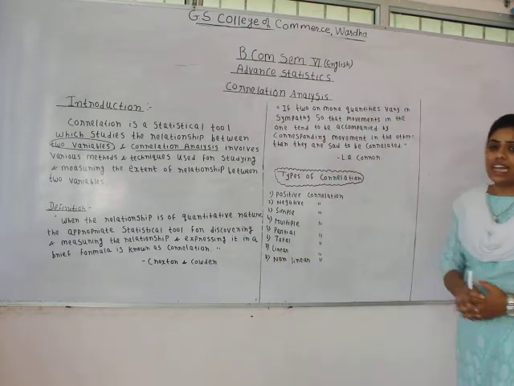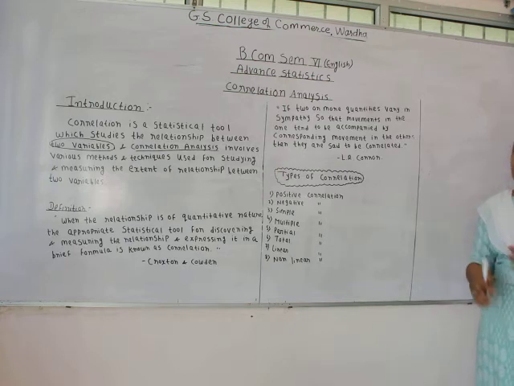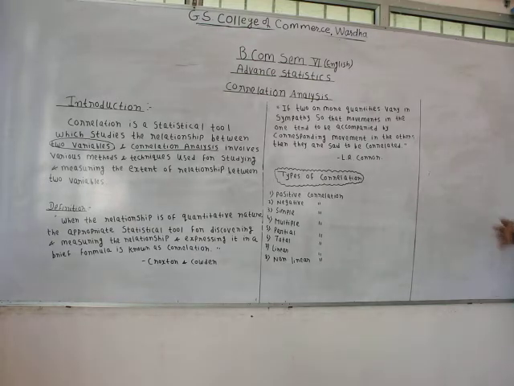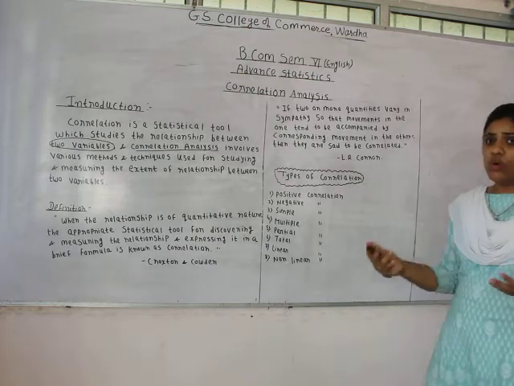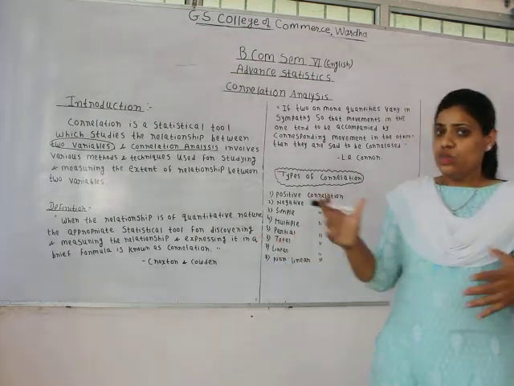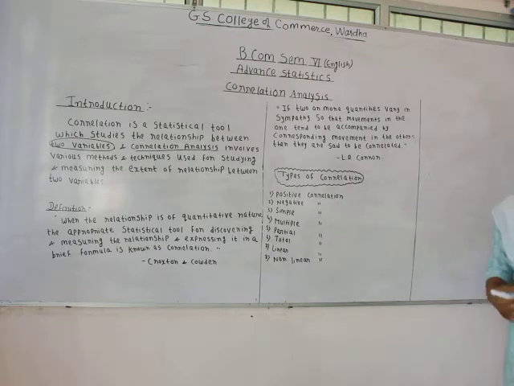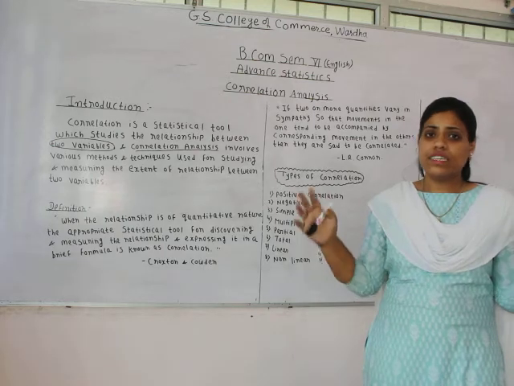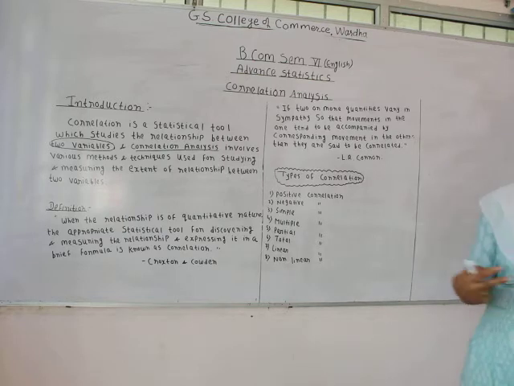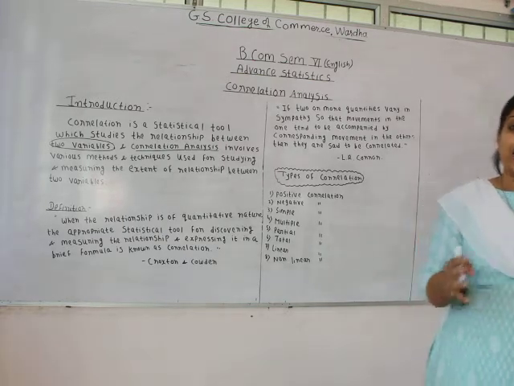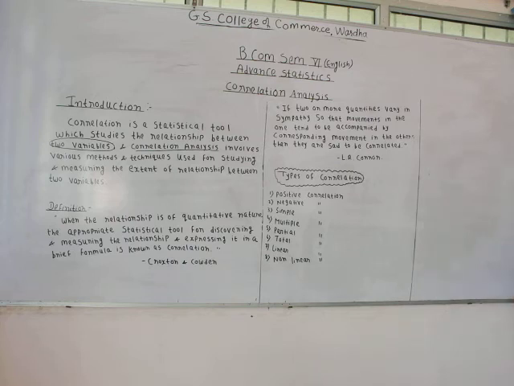So when we talk about correlation analysis, it consists of various methods and techniques. In our syllabus we are going to see two techniques, that is Karl Pearson's coefficient of correlation and rank correlation. So in correlation analysis, different methods and techniques are used for studying the relationship between the two variables. The relationship between two variables or two factors is studied with the help of different formulas under the different methods and techniques.